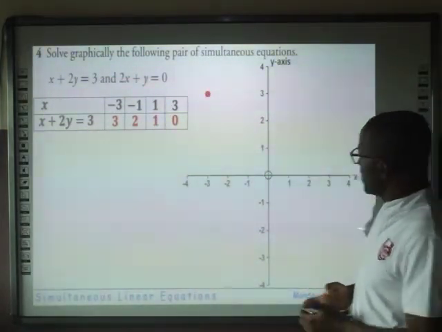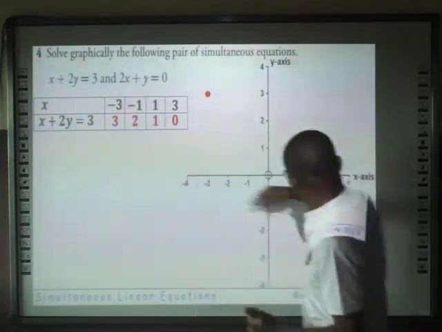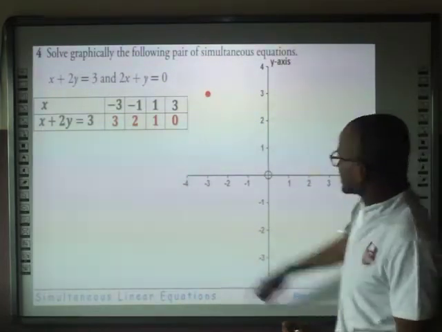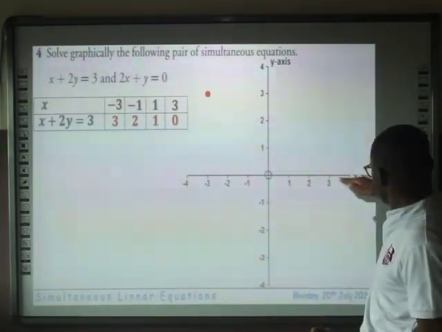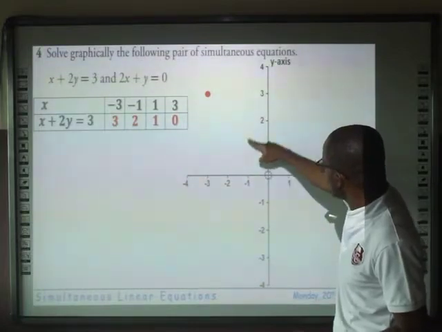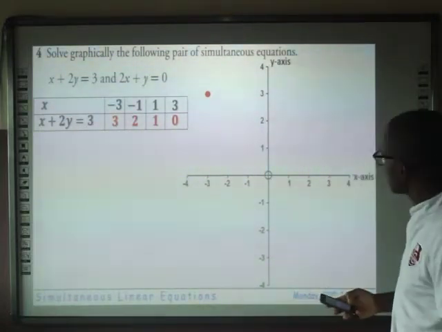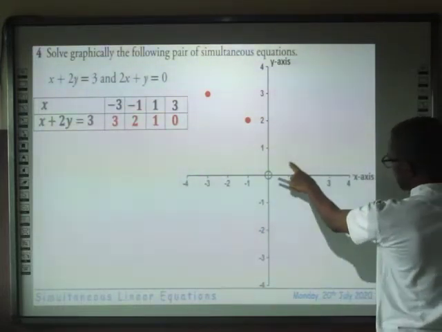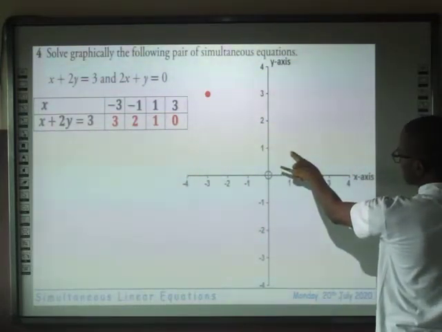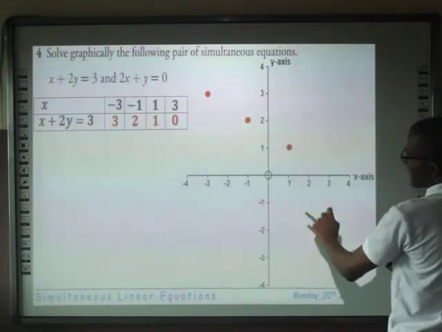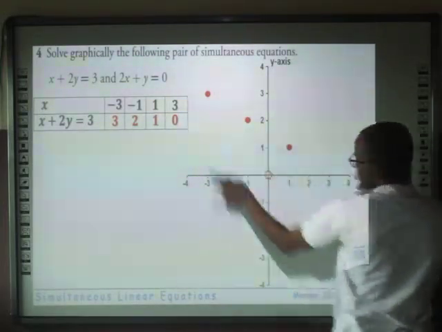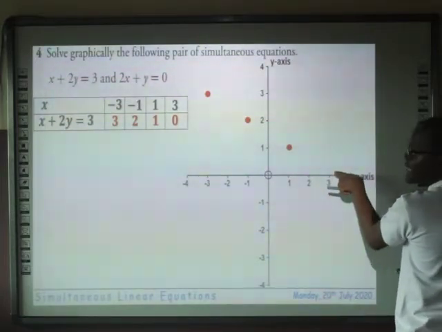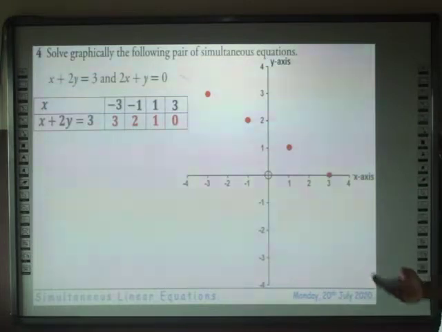Alright, and then when you plot the points, when x is minus 3, y is 3. When x is minus 1, y is 2. It's going to be somewhere there. And then when x is 1, y is also 1. Exactly. And then finally, when x is 3, y is 0. So that's going to sit on the x-axis, right there.